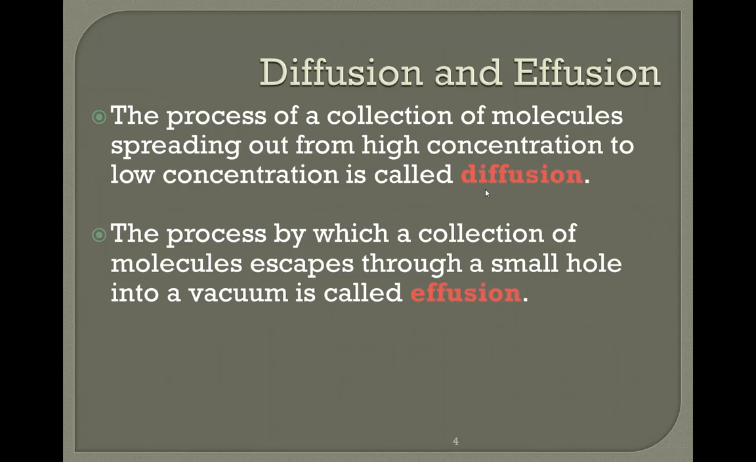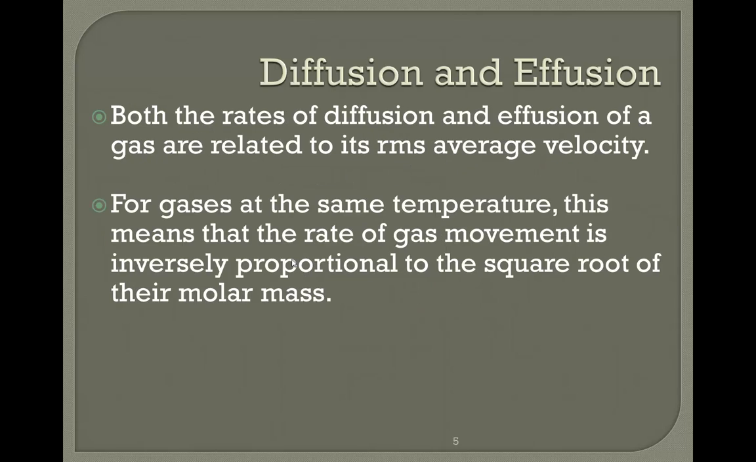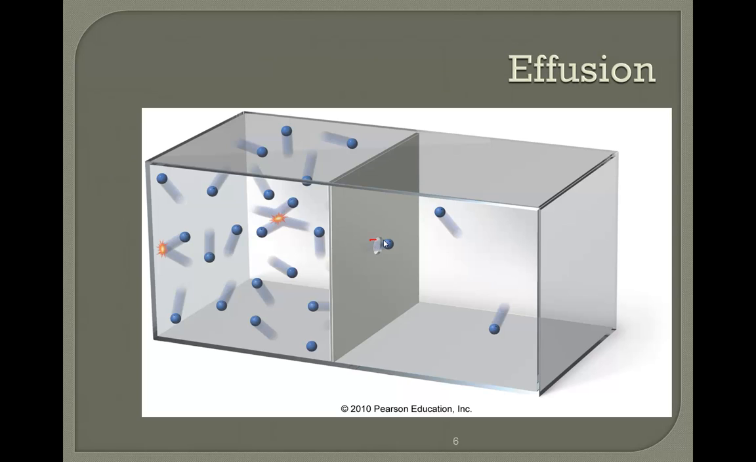There are two terms that reflect this: diffusion and effusion. Diffusion is the process of a collection of molecules spreading from a high concentration to a low concentration, whereas effusion is the process by which a collection of molecules escapes through a small hole into a vacuum, such as this. See, there's a small hole here and the gases are coming through one by one.